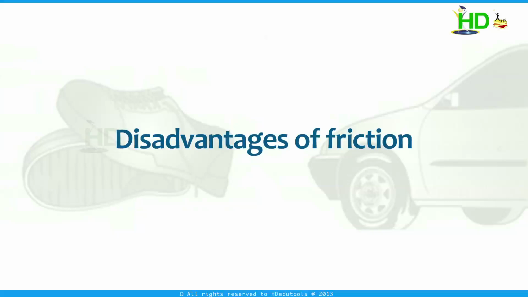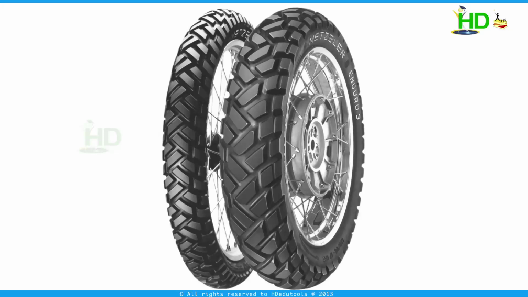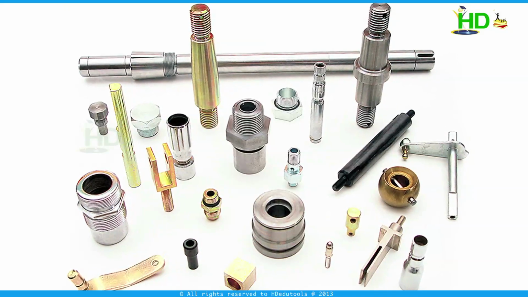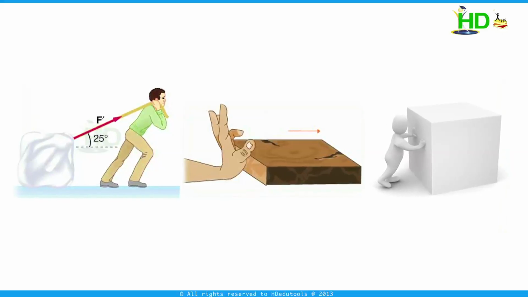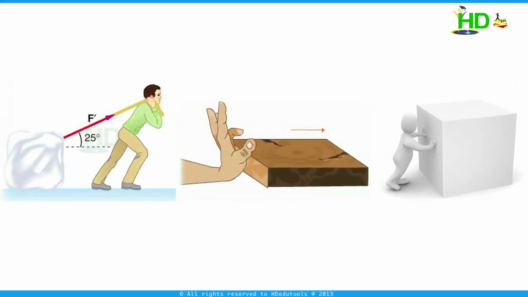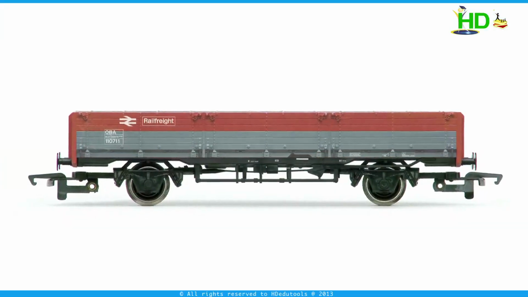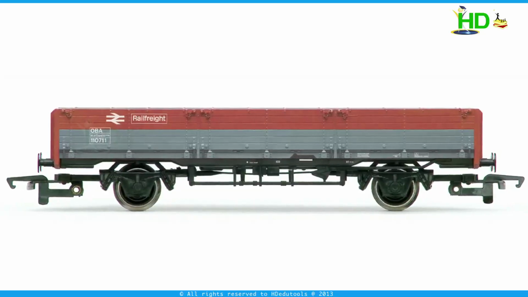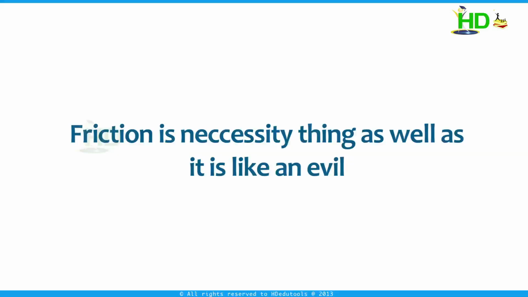The disadvantages of friction are: friction wears out the tires of all kinds of vehicles. Thus, the tires need replacement from time to time. Friction wears out the moving parts of machinery, and the force of friction increases the weight of the objects. Thus, we have to spend a lot of energy to move heavy objects such as trucks and railway wagons loaded with different kinds of materials. Thus, in a way, a lot of fuel is wasted in overcoming friction, which in turn increases the expenditure on transportation. That means friction is a necessity as well as an evil.